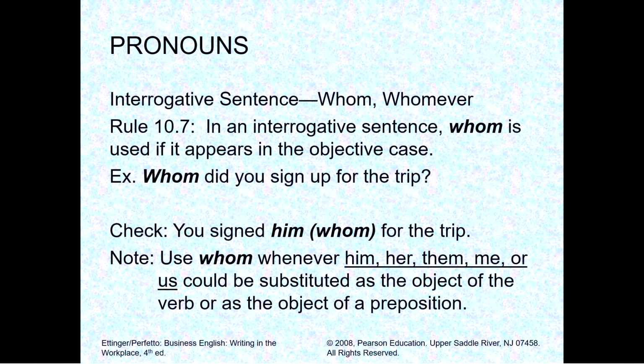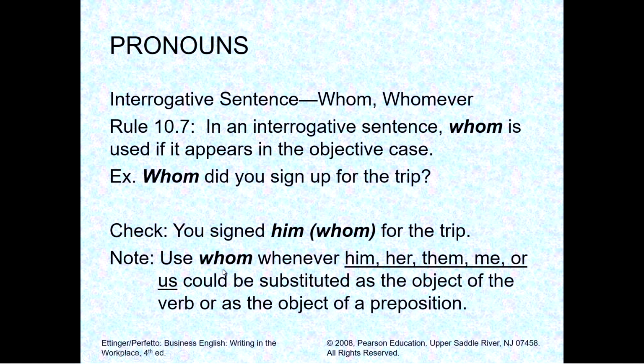Interrogative sentence, whom and whomever. So 10.7: in an interrogative sentence, whom is used if it appears in the objective case. Always, when it's objective case, it's whom, not who. Who is subjective. Whom did you sign up for the trip? You signed up him, whom, right? It's not you. You didn't sign up you; you signed up him. When it's you, it would be who as a pronoun. But in this case, because it's objective, you signed him, whom, for the trip.